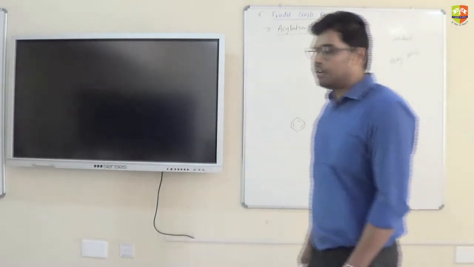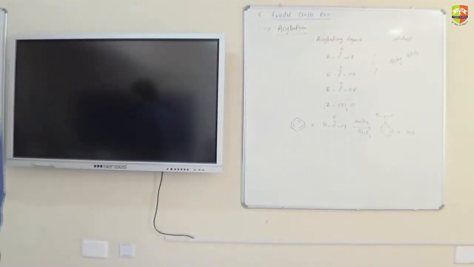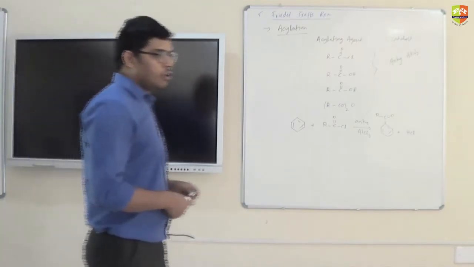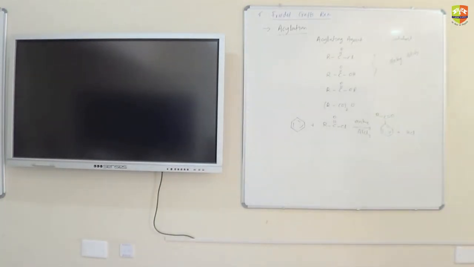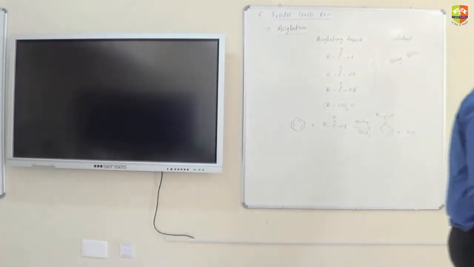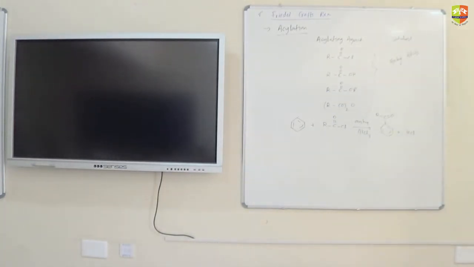First point to write down. Aryl halide and vinyl halide do not form carbocation, and hence they are not suitable to be used as the halide component. Means in the RCl that we are taking, we cannot take aryl halide or vinyl halide. That's the point. If it is there, then the reaction won't take place. Okay? Next point to write down.